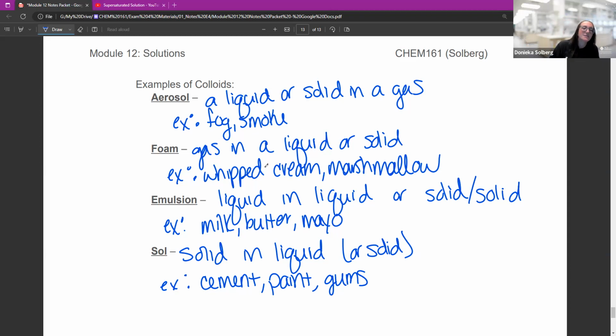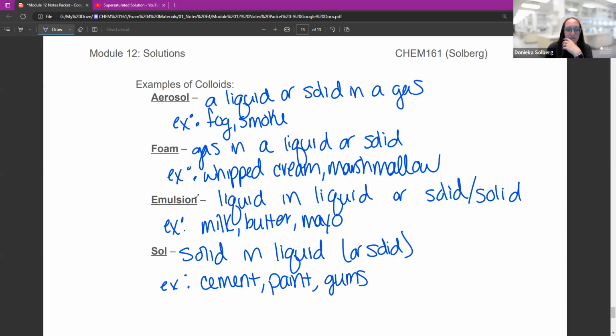Foams are when you have a gas dissolved in a liquid or solid, so kind of the opposite of an aerosol. Whipped cream or marshmallow, you have air pockets in there. Emulsions are when you have a liquid dissolved in a liquid or a solid, like milk or butter or mayo. Those are like liquids dissolved in other liquids, or like butter, you can kind of say is a solid.